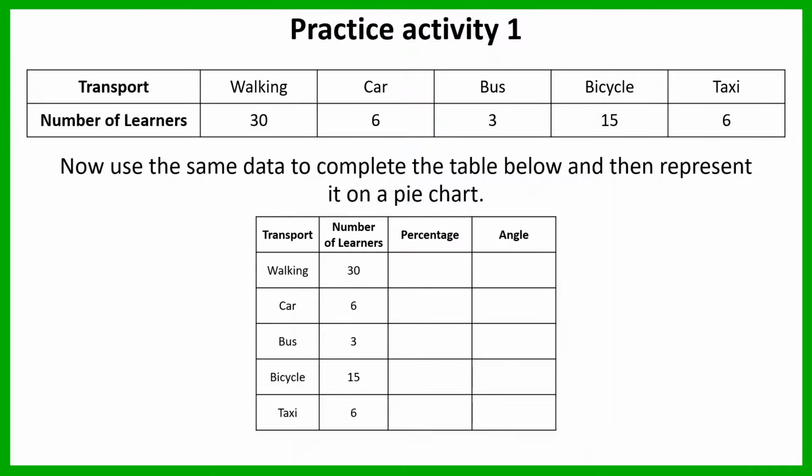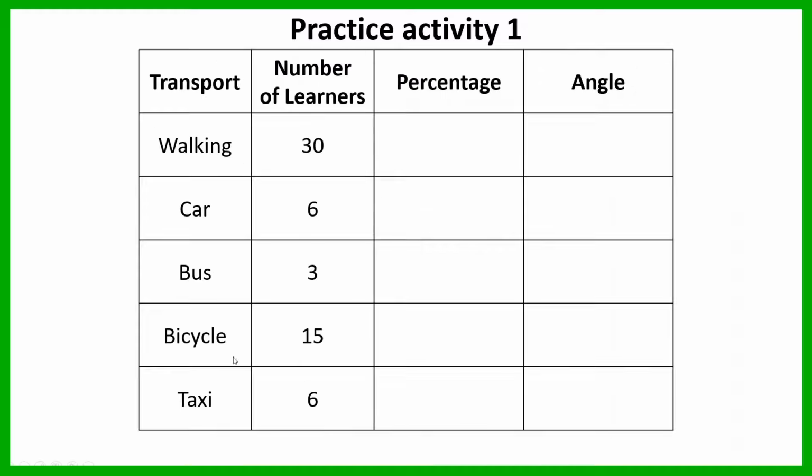Okay, so let's go through that quickly. First we had to complete this table. The total number of learners was 60, and we need to know that for when we're working out the percentage and the angle. So first, to work out the percentage of walking, we take the 30 over 60, we times it by 100, and that gives us 50%.